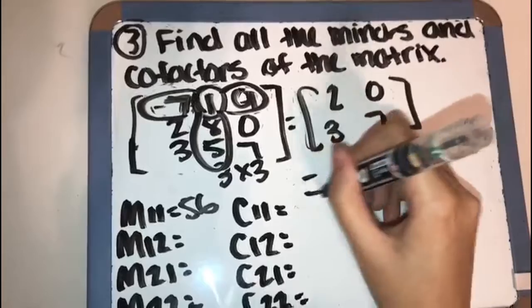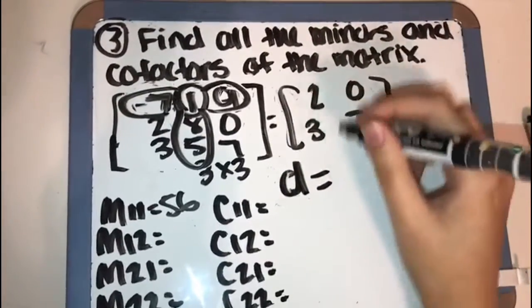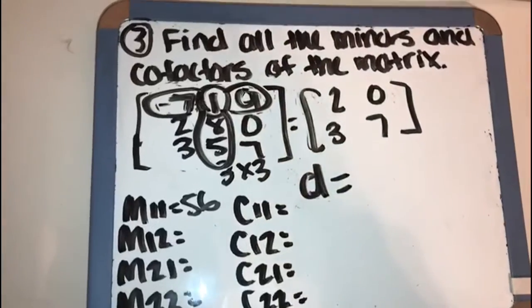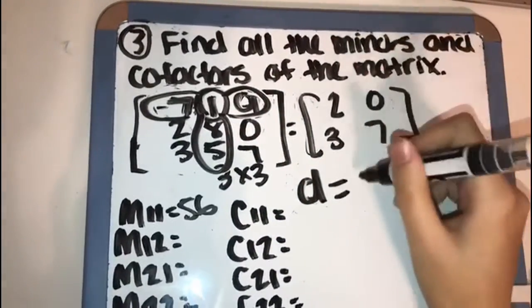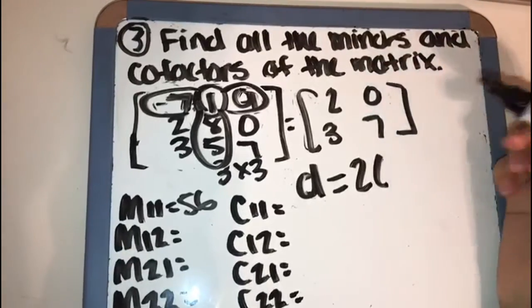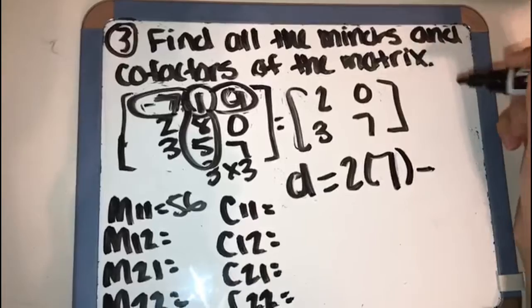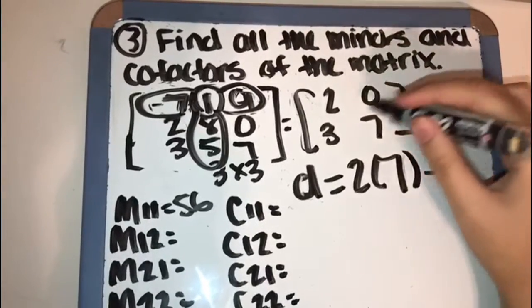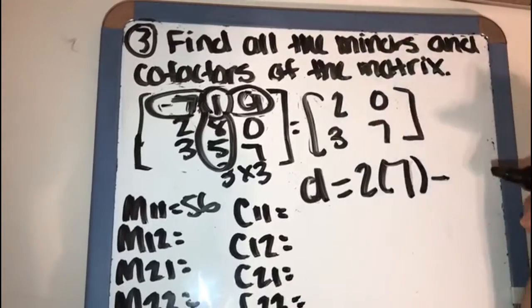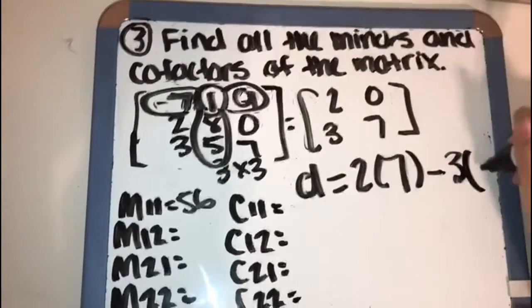Now, in order to find this, let's put D as the determinant. So D would be A1, which is 2, times B2, which would be 7, right? 7 minus A2, which is 3. So let's put 3. And B1 is 0.